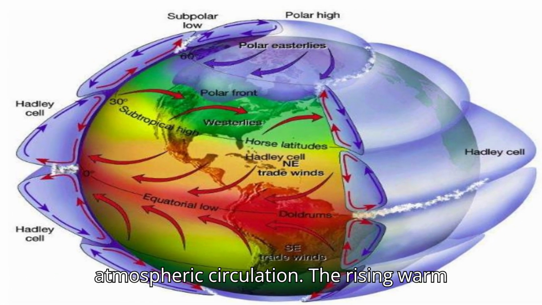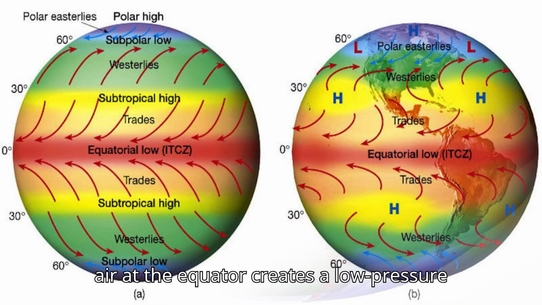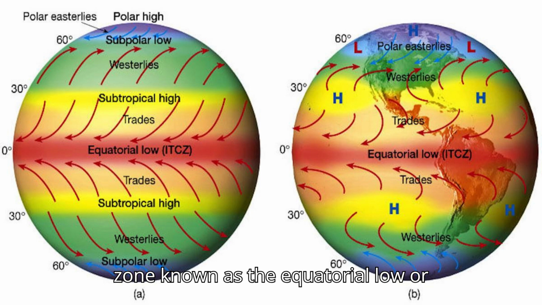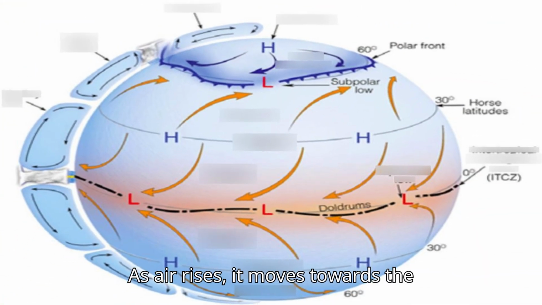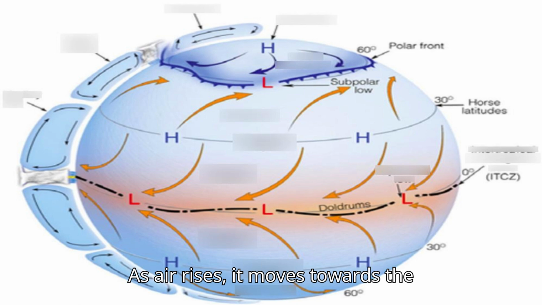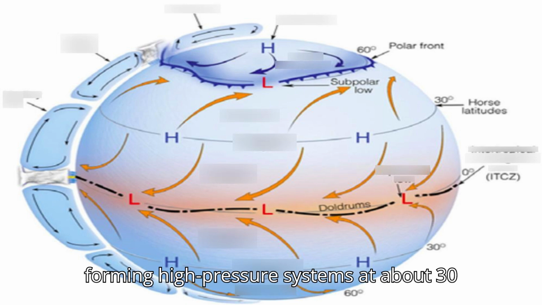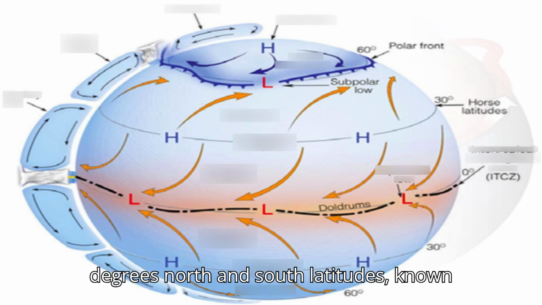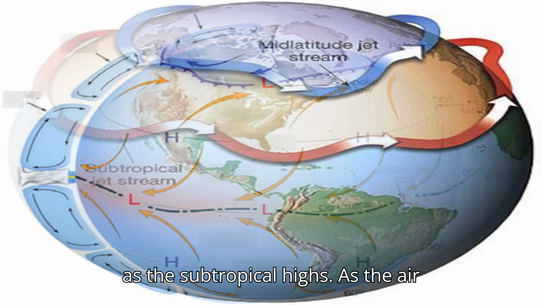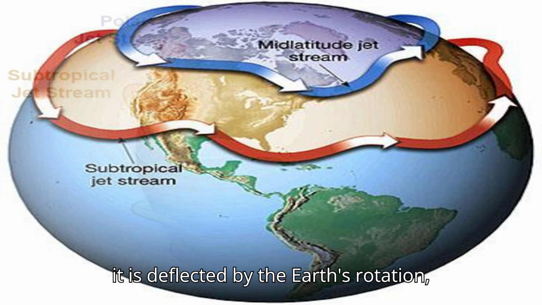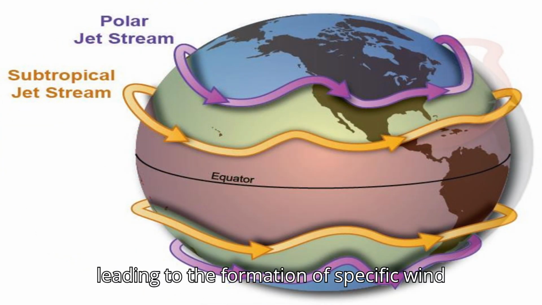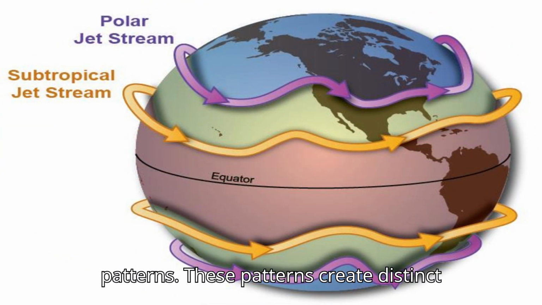Convection currents and atmospheric circulation. The rising warm air at the equator creates a low-pressure zone known as the equatorial low or intertropical convergence zone, ITCZ. As air rises, it moves towards the poles, where it cools and sinks, forming high-pressure systems at about 30 degrees north and south latitudes, known as the subtropical highs. As the air moves from the poles toward the equator, it is deflected by the Earth's rotation, leading to the formation of specific wind patterns.